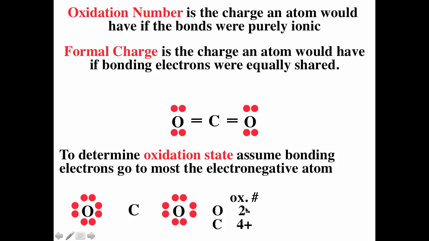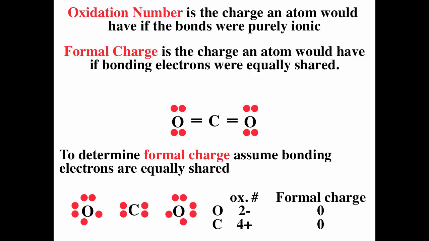Now again, the sum of oxidation states equals the charge, so minus 2 plus 4 gives us an oxidation state of 0. Now for the formal charge, we assume the bonding electrons are equally shared. And so now for these, 2 go to the oxygen, 2 go to the carbon. These 4, remember each line represents 2 electrons, to the carbon, to the oxygen. And so for the oxygen, 6 minus 2, 4, 6, that gives us a formal charge of 0. For the carbon, 4 minus 4 gives us a formal charge of 0.